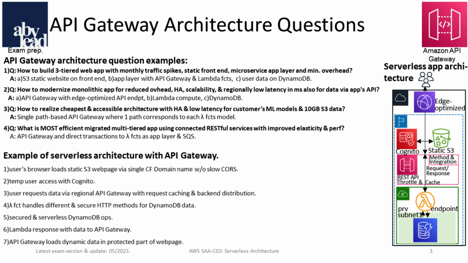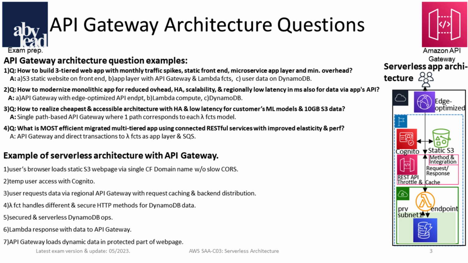To understand API Gateway's workflow integration in detail, have a look at the example of a serverless architecture with data requests. First, the user's browser loads the static S3 web page via a single CloudFront domain name. This improves global latency and avoids a slowdown from sharing resources across multiple S3 and API Gateway origins. The user temporarily logs into the application via Cognito for an individual data request. The regional API Gateway with request caching distributes it to the Lambda function.